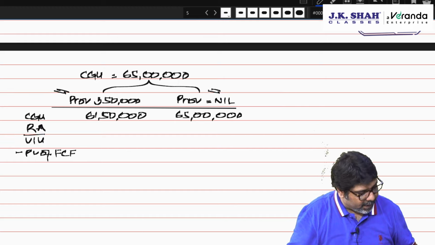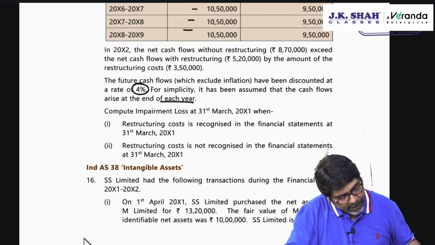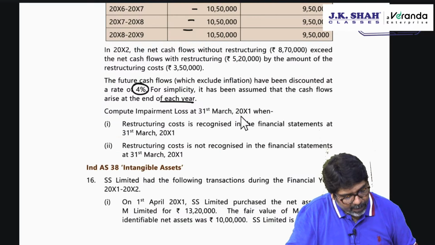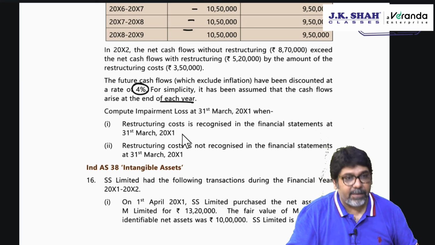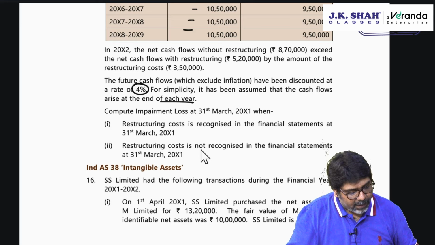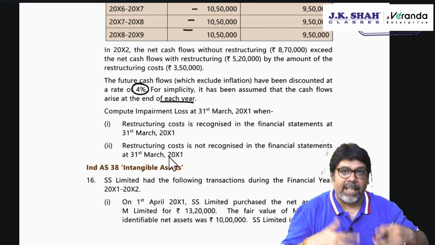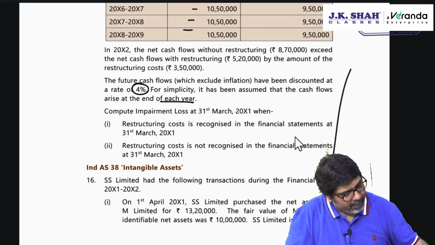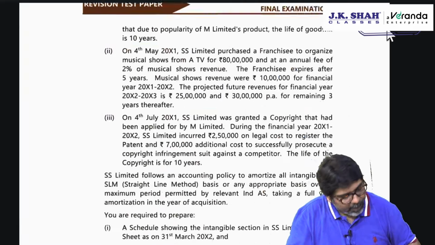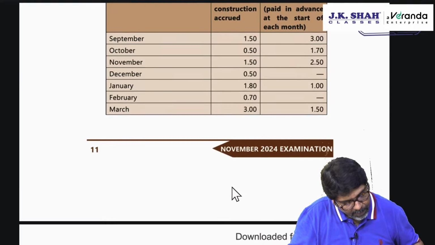On these grounds chartered, compute the impairment loss at 31st of March 2001 when restructuring cost is recognized in the financial statements, and when restructuring cost is not recognized in the financial statements at 31st of March 01. So one is recognized, one is not recognized. Now let's calculate the present value of both. It's already given in the question solution.